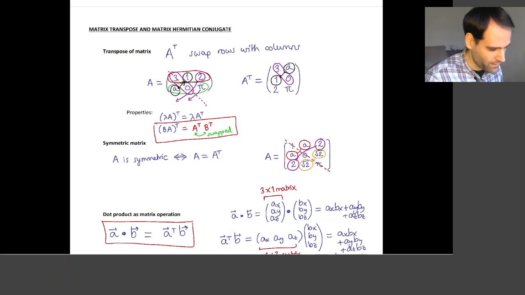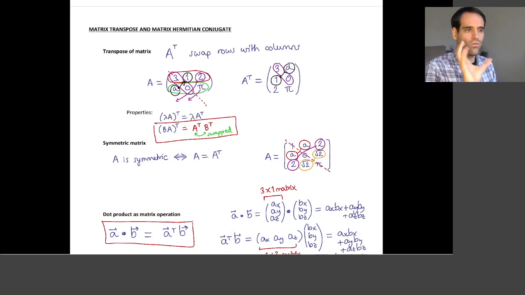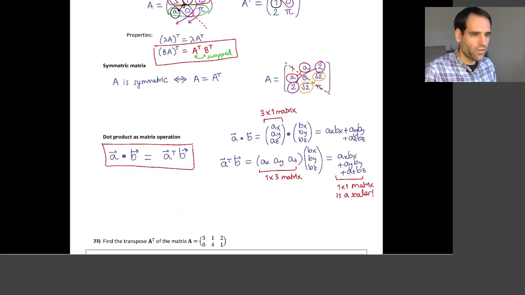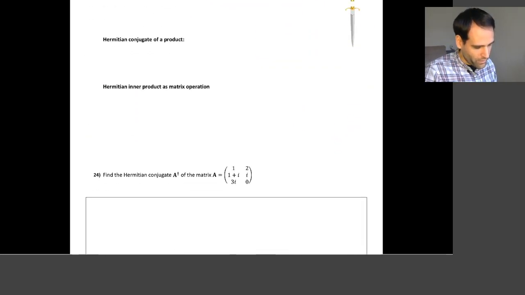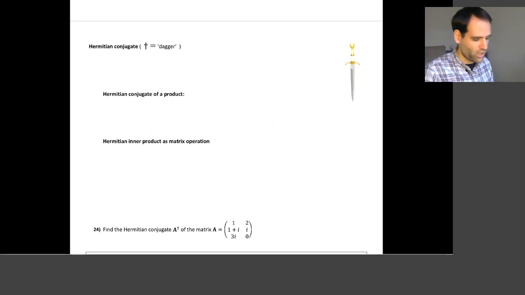So we just saw all about the matrix transpose, and next we are going to see all about the matrix Hermitian conjugate. So let's go to the notes. This is the last thing we saw, matrix transpose, just swap the rows with the columns, and we saw that the dot product can be written as a matrix operation. Now we're going to see the Hermitian conjugate.